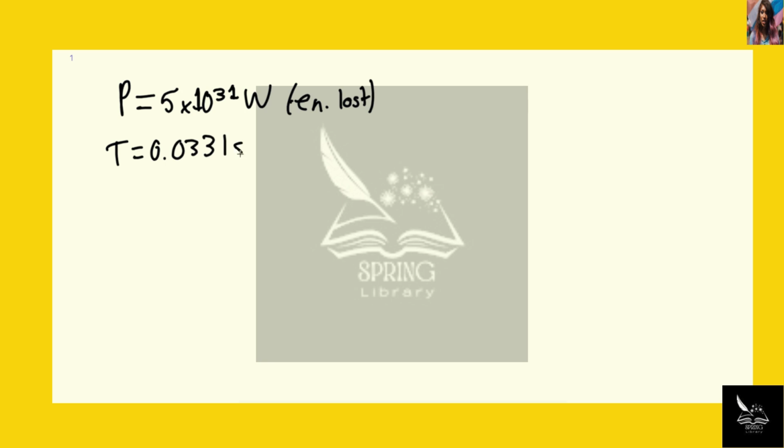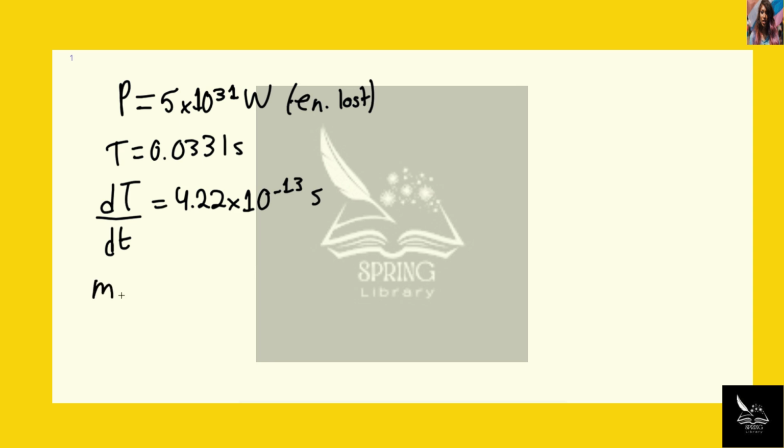So we have some constants about this nebula. We have the power, 5 times 10 to the 31st watts. This is energy lost. We also have the period of 0.0331 seconds. And then we have the change in period with respect to time, dT/dt, 4.22 times 10 to the negative 13th seconds. So the period is increasing every second by 4.22 times 10 to the negative 13 seconds.